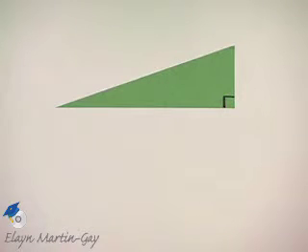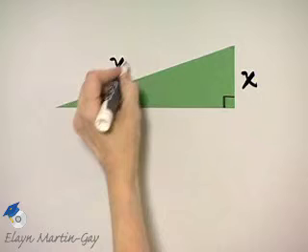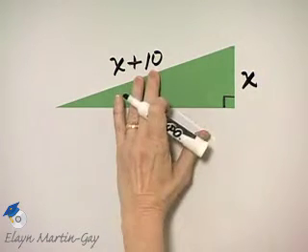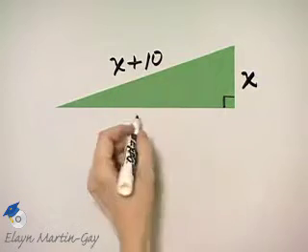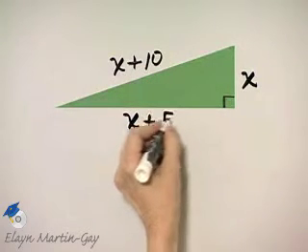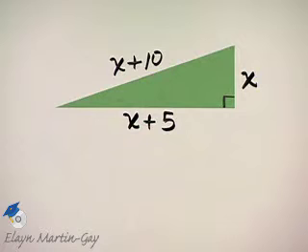So we want to find the lengths of the sides of a right triangle. The hypotenuse is 10 centimeters longer than the shorter leg. So I'll let x represent the length of the shorter leg, which means x plus 10 represents the length of the hypotenuse, and then this hypotenuse is also 5 centimeters longer than the longer leg. If this is 5 centimeters longer than the longer leg, that must mean the longer leg is this minus 5, or x plus 5.